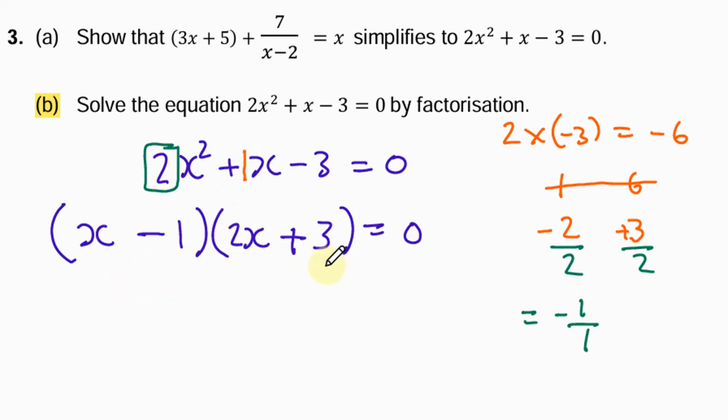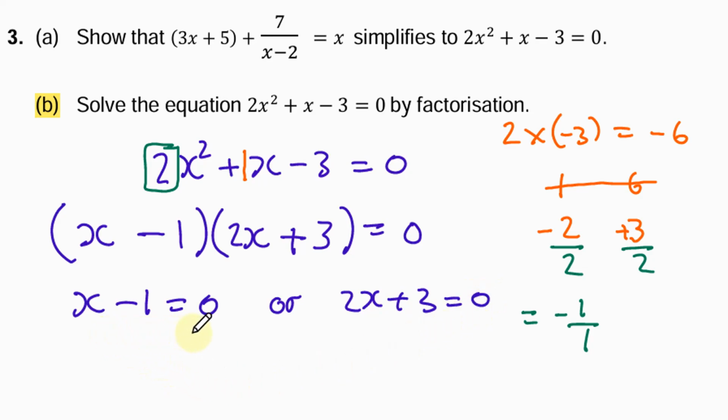Now we solve this equation by using the zero product rule. So x minus 1 times 2x plus 3 is 0, means that x minus 1 is 0, or 2x plus 3 is equal to 0. And we can solve for x here. x will equal 1. And here we can solve for x by taking the positive 3 to the right-hand side. And then dividing the 2 into the right-hand side.